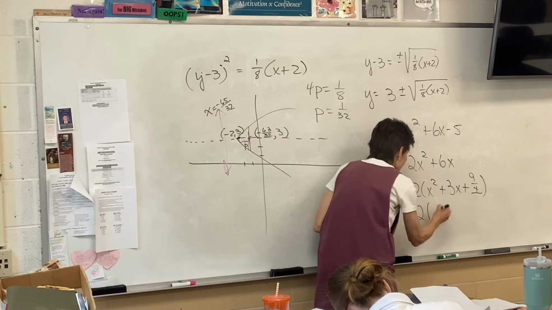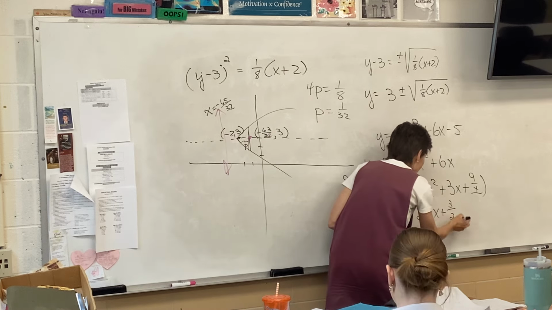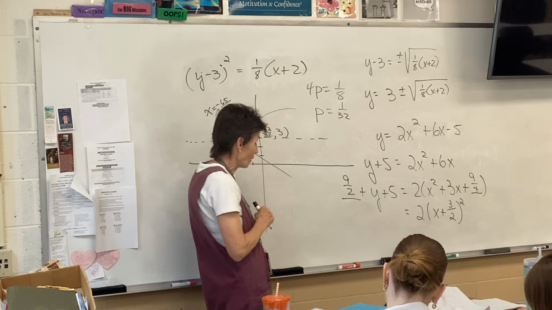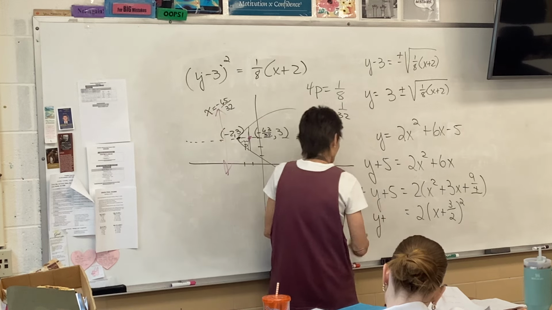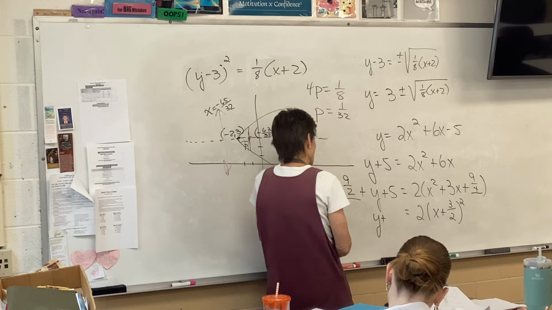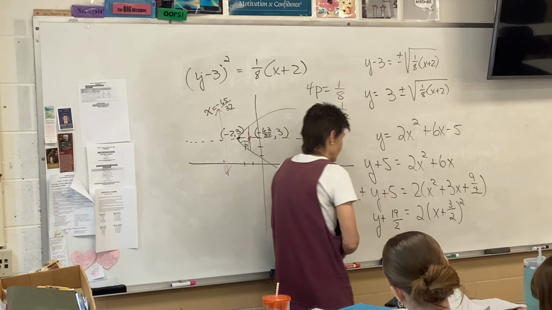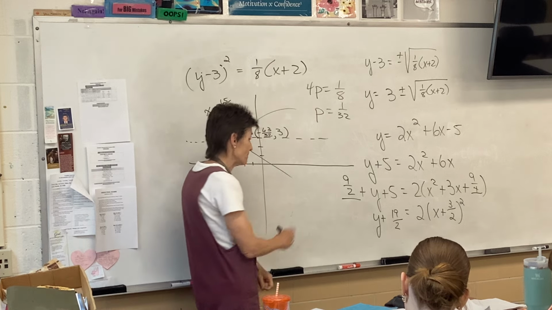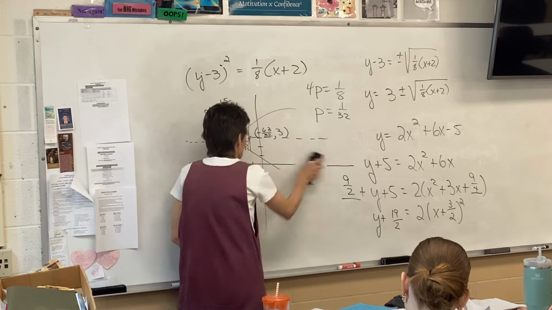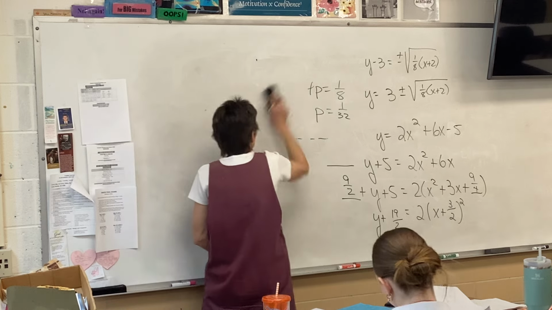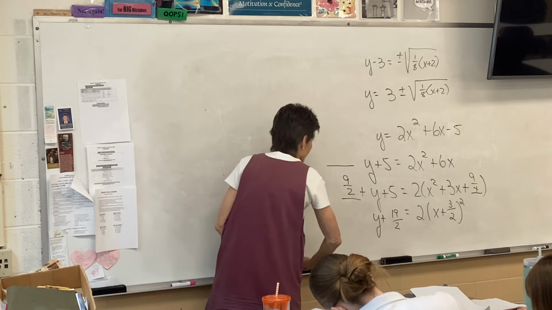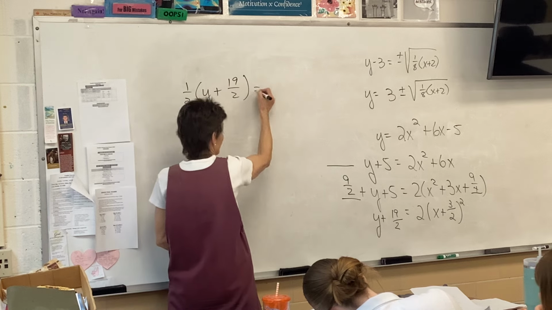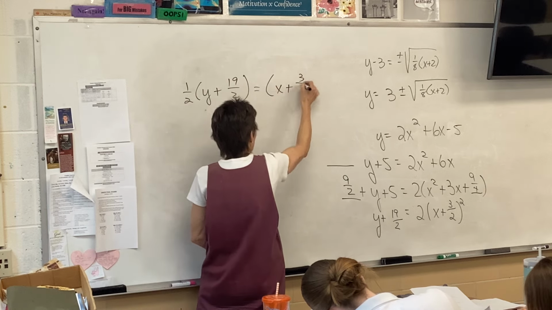Now, this is x plus 3 halves quantity squared. That's why you did it, because you needed a quantity squared. And over here, we've got y plus, what is that, 19 halves? Now I need my squared by itself, so I'm going to bring that 2 over. So I'm going to have 1/2 y plus 19 halves equals x plus 3 halves squared.